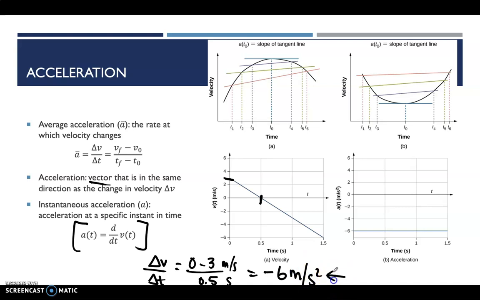So this is a slope, right? We just found the slope of this line here, rise over run. This is the acceleration. So now you can see that our acceleration is negative 6 meters per second squared. All right, so hopefully that made sense.